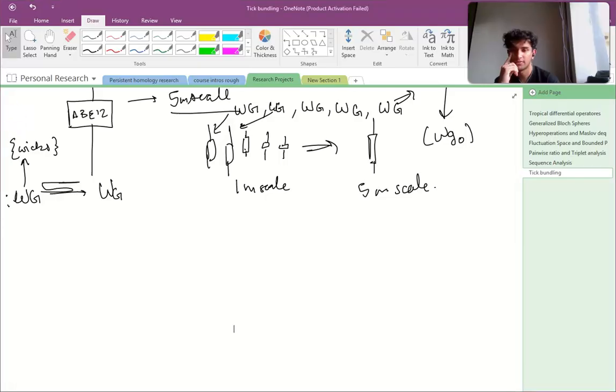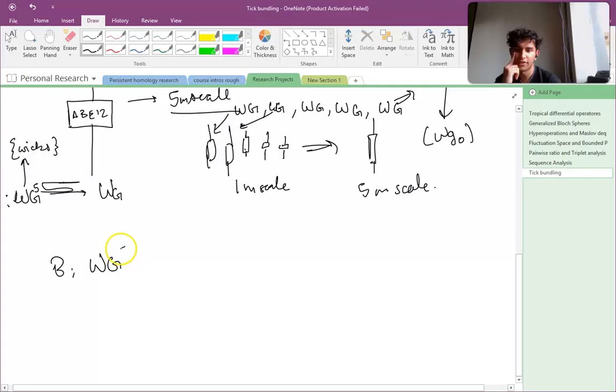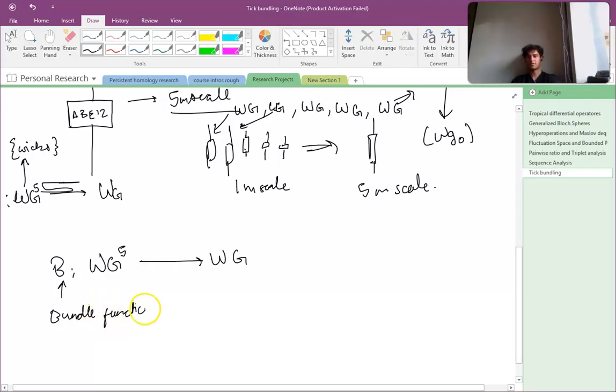Let's write this a little more clearly. Right. So we basically have something that takes you from WG^5. We have a function B, let's say. We have 5 copies of the same set of WG, and we're mapping it to a single WG. Okay, and our entire study, this is going to be called the bundle function. And we will be studying the bundle function under this project.